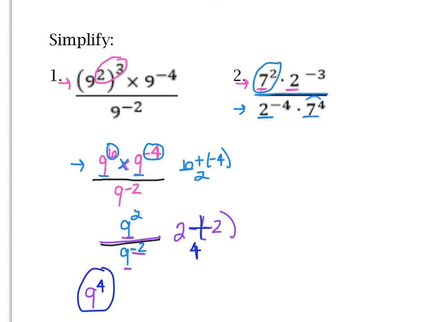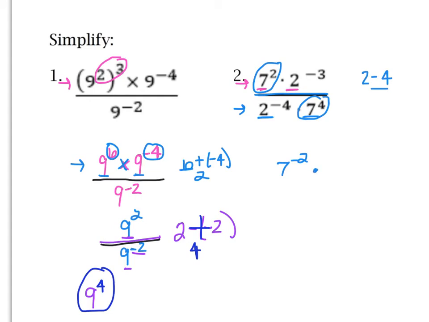Since I'm dividing everything, let's look at my like bases of 7s. I have 7 to the 2nd power divided by 7 to the 4th power. So I'm going to keep my base the same as 7. I need to subtract my exponent since I'm dividing. 2 minus 4 is negative 2, because I have more negatives, I'm taking more away.